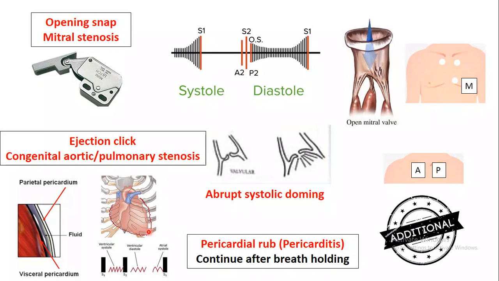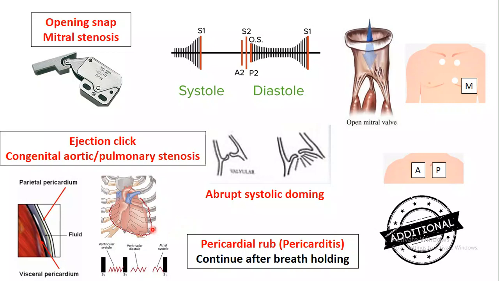How to differentiate between pericardial rub and pleural rub? Actually, the heart is continuously beating, so this rub sound is continuous, regardless of inspiration or expiration. While if we ask the patient to stop respiration for a while and this sound disappears, this means it is of pleural origin. This is how to differentiate between pleural and pericardial rub.